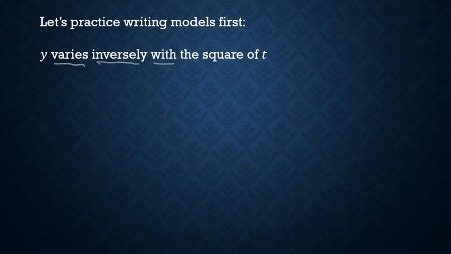This is an inverse variation model. On the top, we always have that constant of variation k. Afterwards, after "varies inversely with," we see that it says the square of t. That tells us that the thing on the bottom is going to be the square of t, or t squared. So this is a general model that we would be working with if we saw a problem with this kind of variation. This is how we would write y varies inversely with the square of t.